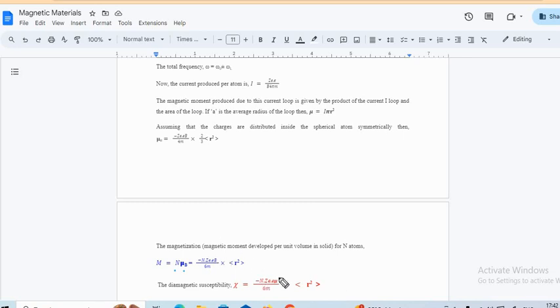Now this B is written in terms of H. So if you are writing this in terms of H, on the left hand side you have M and on the right hand side you have H. We have already mentioned this, since susceptibility is given as M by H, so you will have the susceptibility.